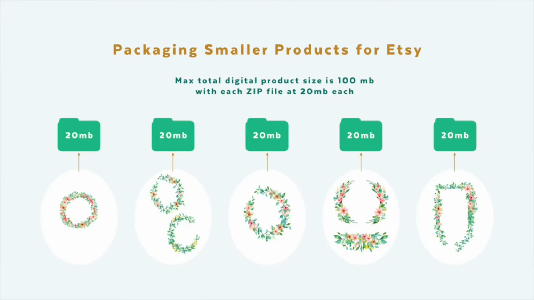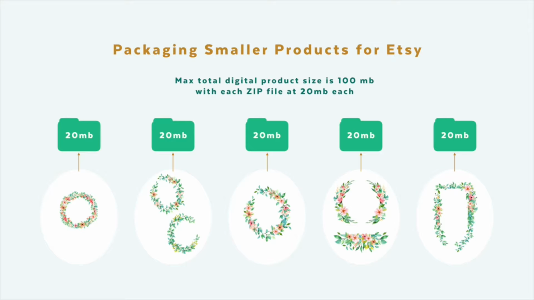When packaging your product files for small marketplaces like Etsy, you need to plan out your product files in advance, prior to creating your product images. Etsy currently allows a total of 100 megabytes per digital product, and each zip file is allowed 20 megabytes per file, for a total of 5 files.